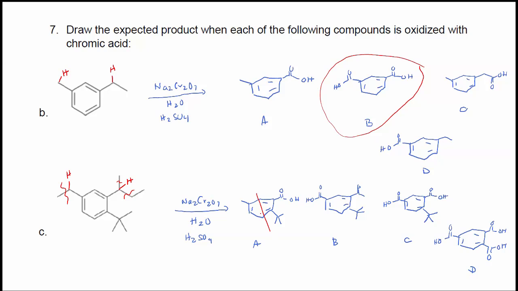So this one is not right. This one is not right. This is our correct answer here. So letter C is the right one there. So if we have no benzylic hydrogens, that group will get left alone. And if we do have benzylic hydrogens, everything after that will get cleaved off. All right, any questions there?